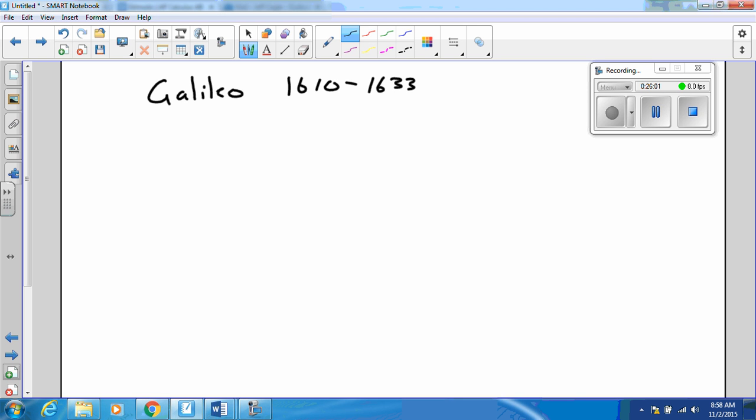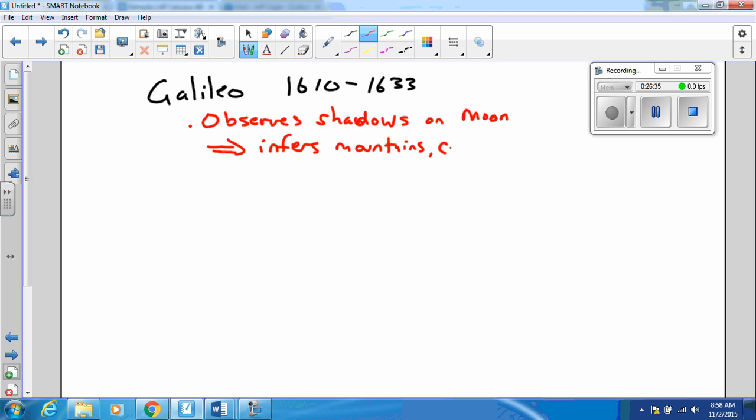And the issue here gets complicated because you have multiple players. Galileo builds a telescope, and with his telescope he is able to observe some things. First of all, he observes shadows on the moon in what we now know to be craters, and he infers that there are mountains and craters on the moon. And the second thing is that he observes that Jupiter has moons.